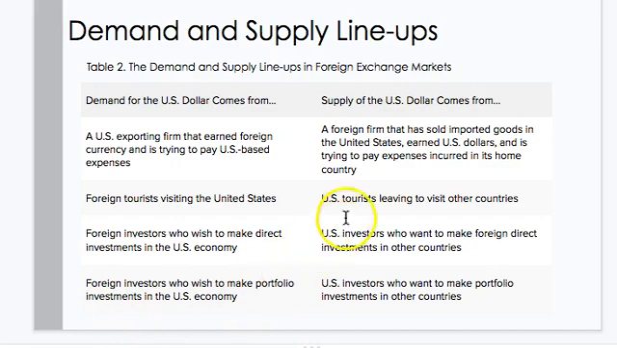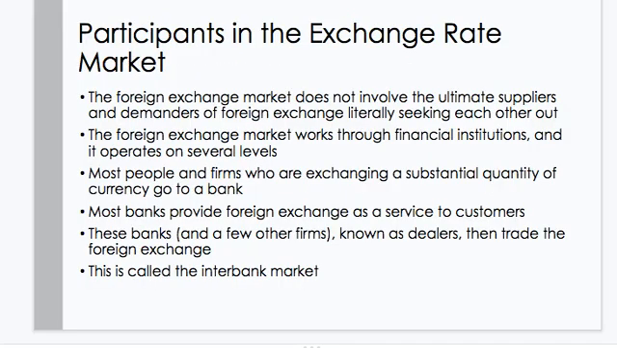Supply of U.S. dollars comes from a foreign firm that has sold imported goods in the United States, earned U.S. dollars, and is trying to pay expenses incurred in its home country, U.S. tourists leaving to visit other countries, U.S. investors who want to make foreign direct investments in other countries, and U.S. investors who want to make portfolio investments in other countries.